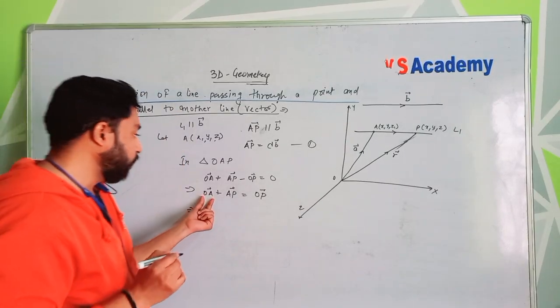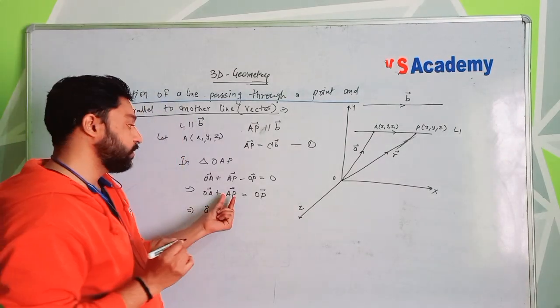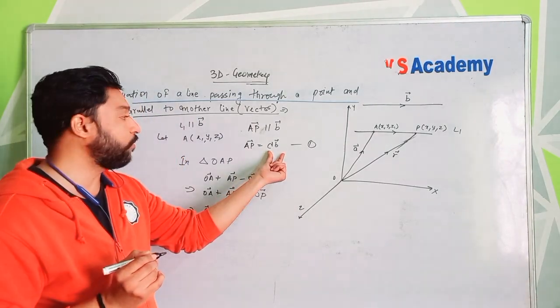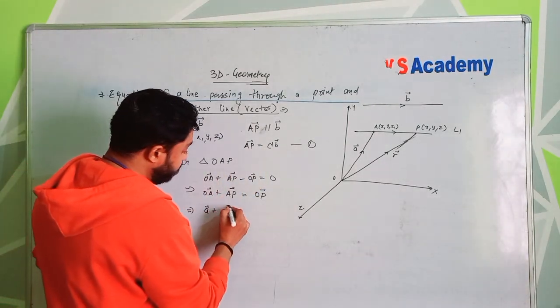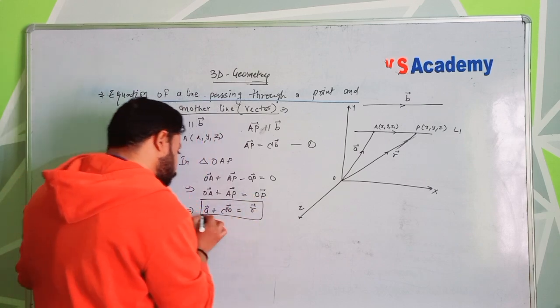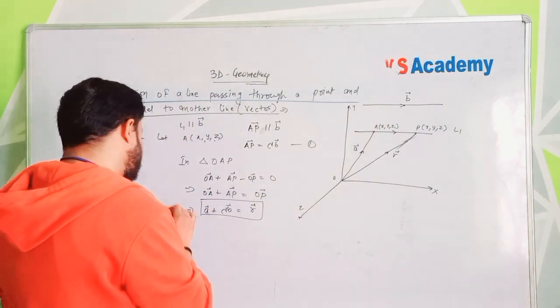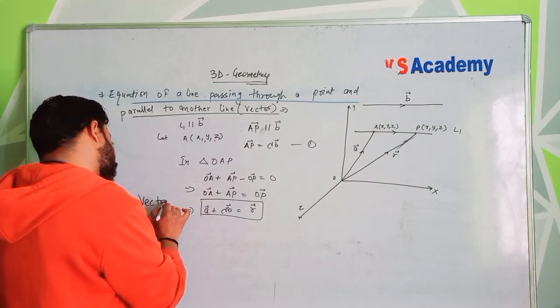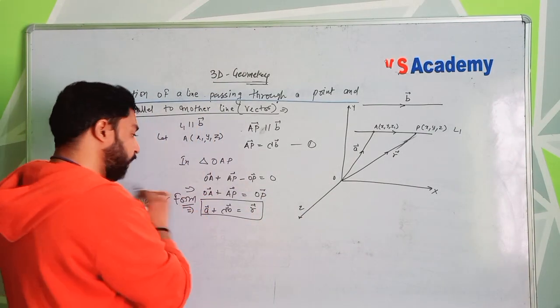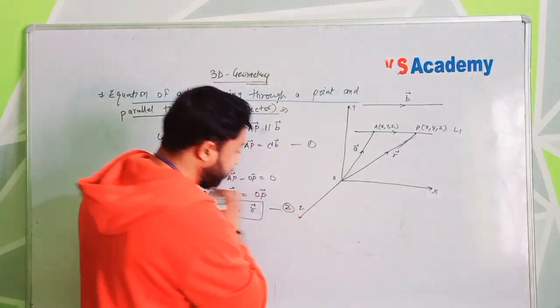Now vector OA is vector A, and from equation number 1, we can put lambda vector B in place of vector AP, and OP is vector R. Now this is the equation of the line which passes through one point and is parallel to another line, and this is the vector form of the equation: vector R is equal to A plus lambda vector B. Equation number 2, I can say.